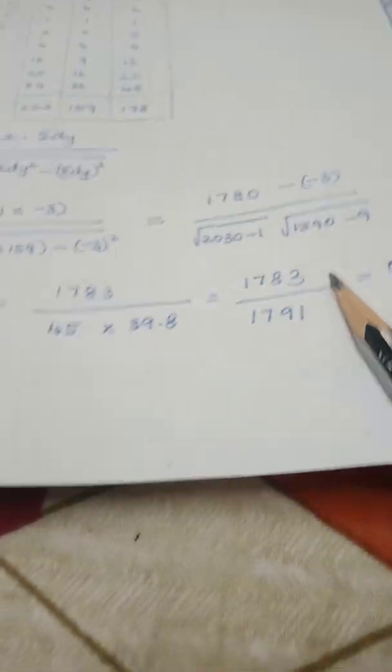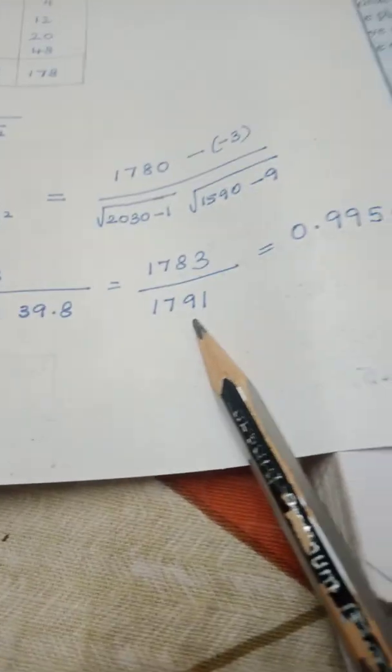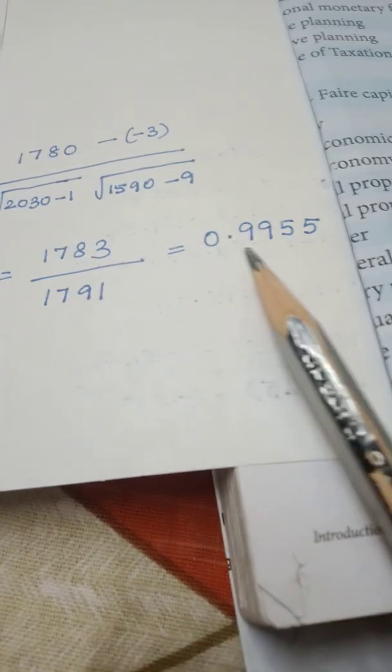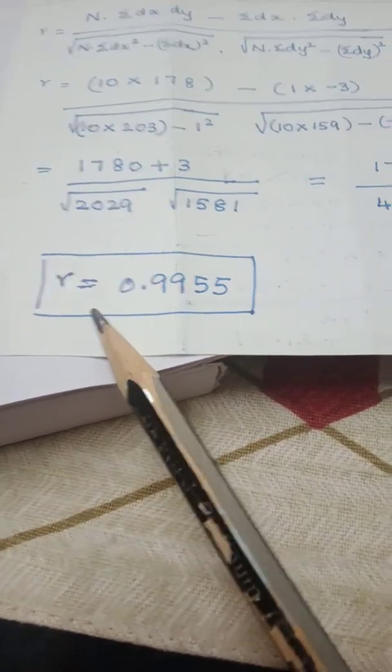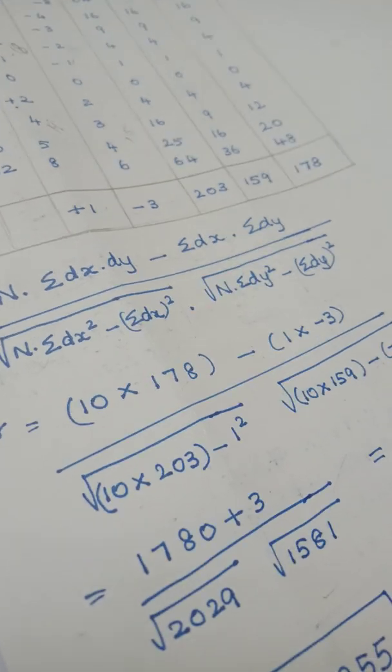In between what symbol do you have? Multiplication symbol. Now the numerator is 1783. Denominator, when you multiply 45 into 39.8, you get here 1791. When you simplify this, you will get the value 0.9955, which means the value of R is 0.9955, which means there is a high degree of correlation. What should you write here? There is a high degree of correlation between X and Y. You should write this, children.